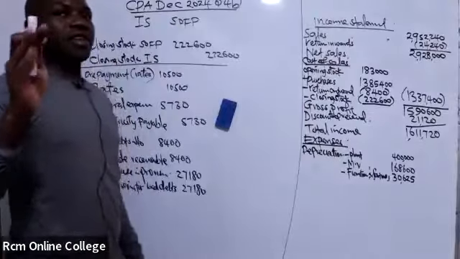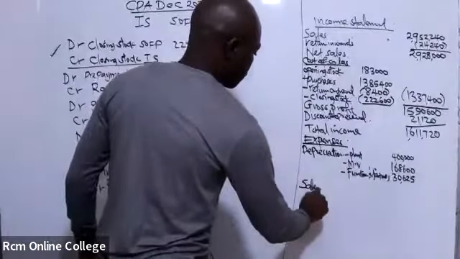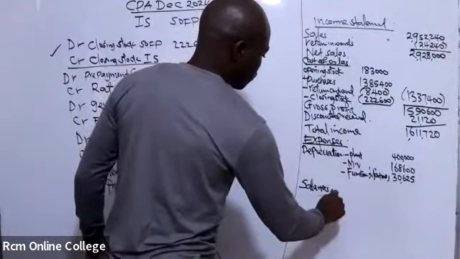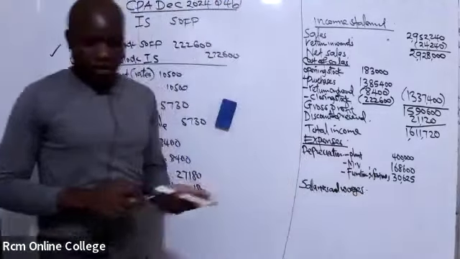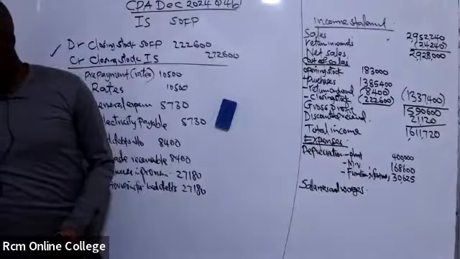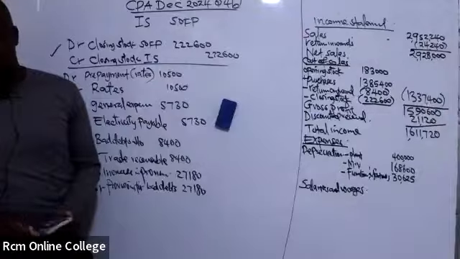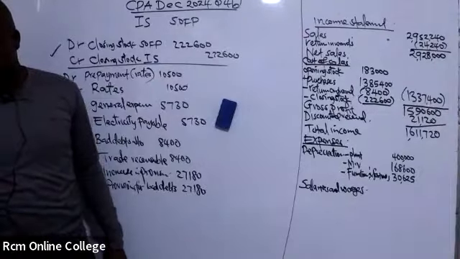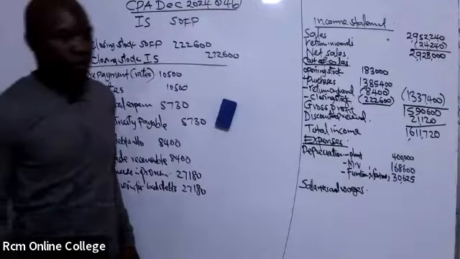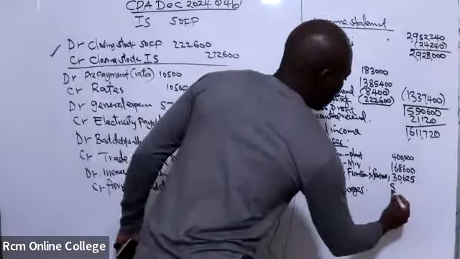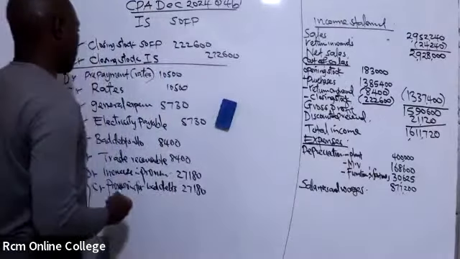30,625. There's another thing that you also adjusted: salaries and wages. What are the salaries and wages? The net amount. The net salaries and wages, 877,200. Those are some of the expenses we adjusted.